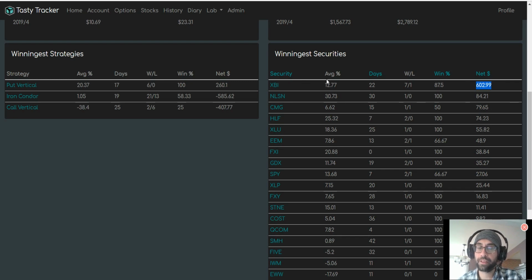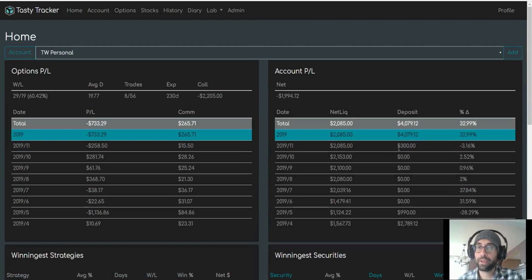And same thing here. Like I said, the average percentage per play, the number of days, average days per play, the amount of wins and losses, and then your win percentage. So anyway, that's basically it.